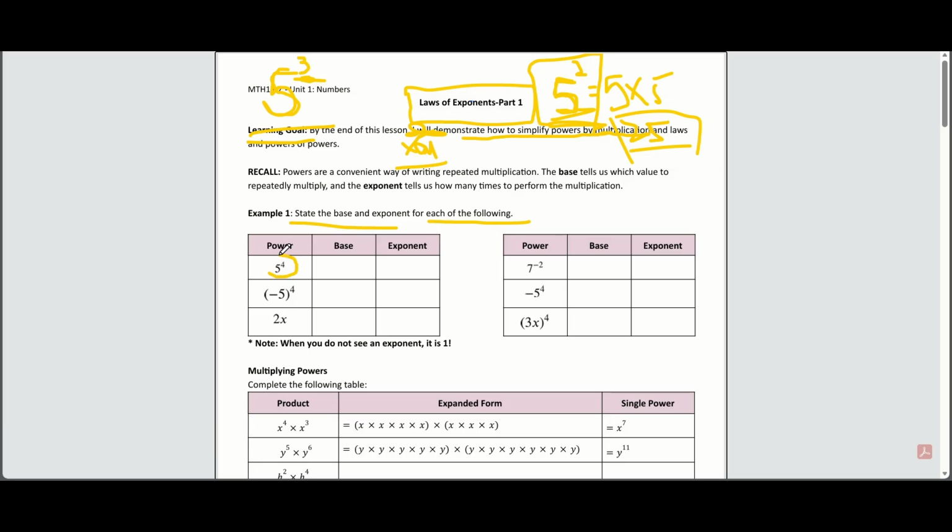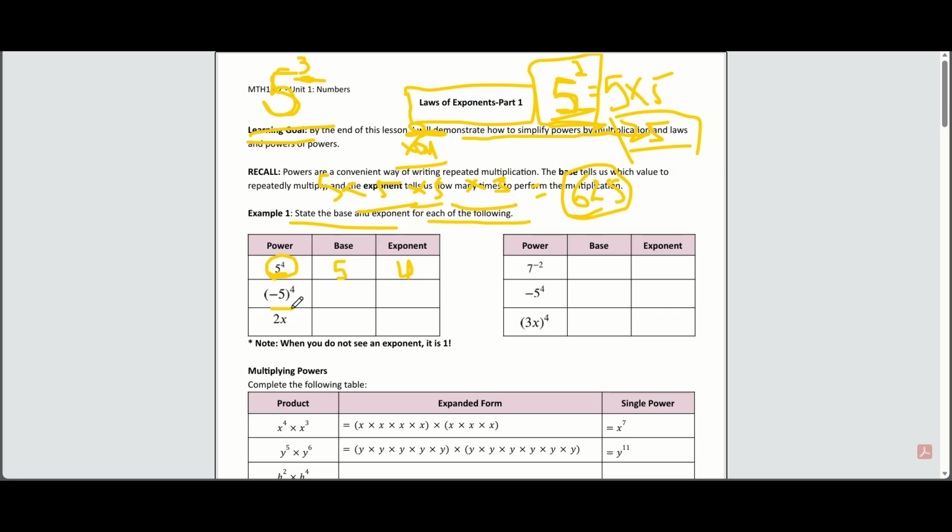So here we have 5 to the power of 4, and the base is going to be 5. Why? Because it's at the bottom and it's being multiplied by itself, 5 times 5 times 5 times 5. This gives us 25, 125, and 625. As I said, don't worry about this part; it's just mental math, which is good for you, but if not, you have a calculator to help. So our exponent is 4.